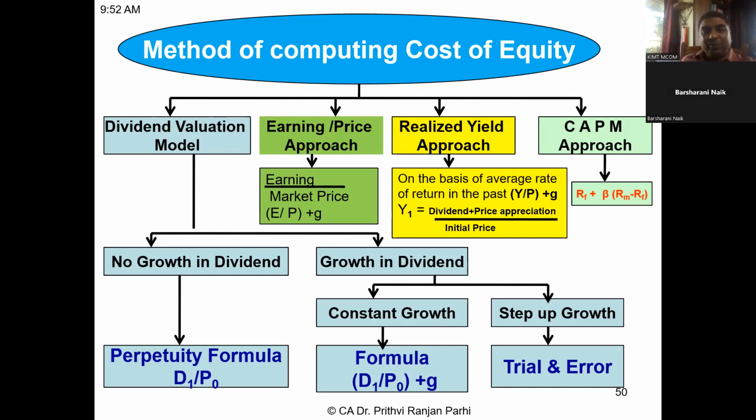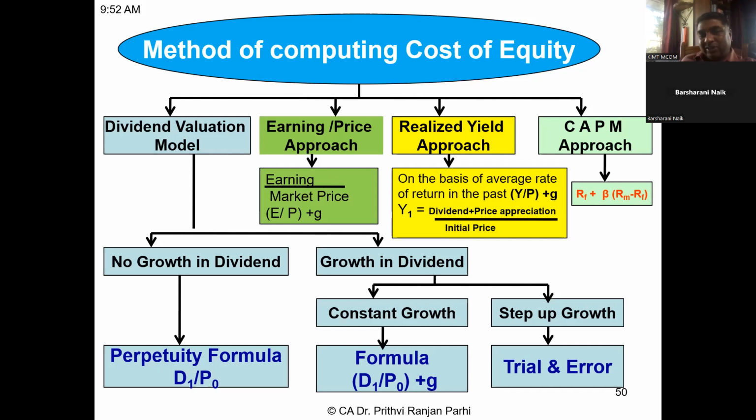Then you see one more approach. This is called the earning price approach. Here, what is the cost of equity? It is a company's earning. Earning may be different from dividends. If you know the earning, then divide it by the market price, and you'll know the cost of equity. And if growth is there, that may be added. If there's no growth, then growth need not be added. So, earning by market price.